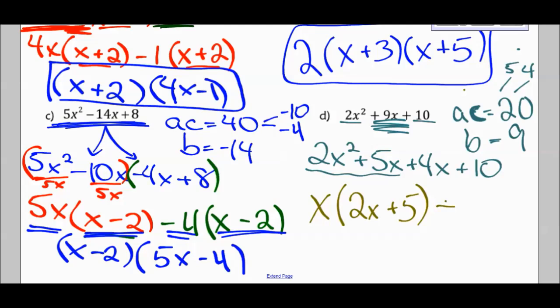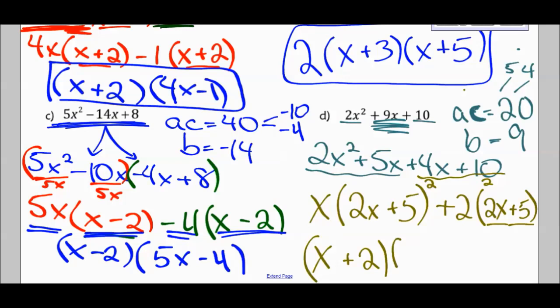Plus, what can come out of these two to make it the exact same as this set of parentheses? 4 divided by 2 would give us that. 10 divided by 2 would give us that 5. These parentheses need to be the same. Whatever you get on the outside, the GCFs, that's one of your terms, and the parentheses is your second. Any questions before we move on?